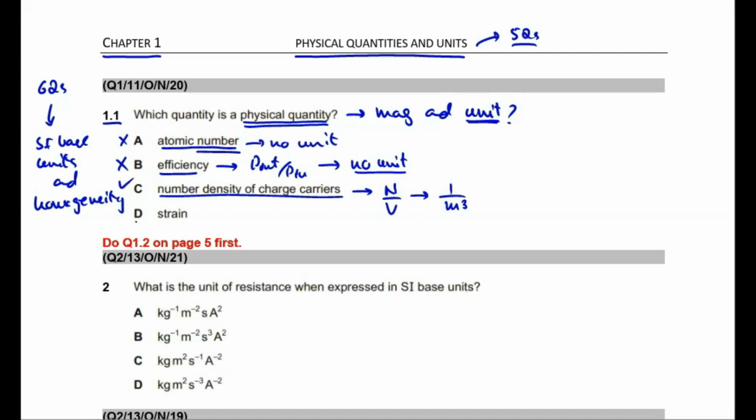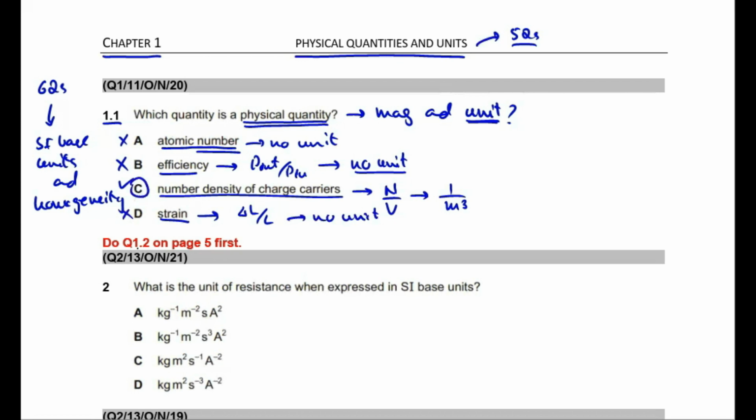Last option, option D is strain. Students, strain is given by the expression delta L over L, where delta L is the change in length, L is length. They have the same unit, so their units cancel each other out, leaving strain with no unit. So students, strain may also not be regarded as a physical quantity. So correct option is option C, right?